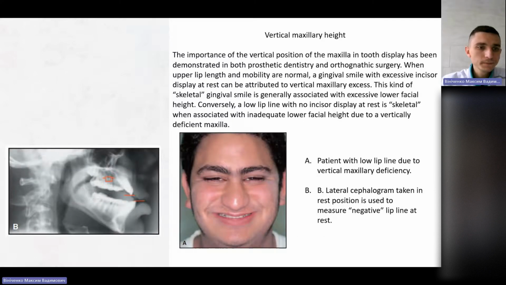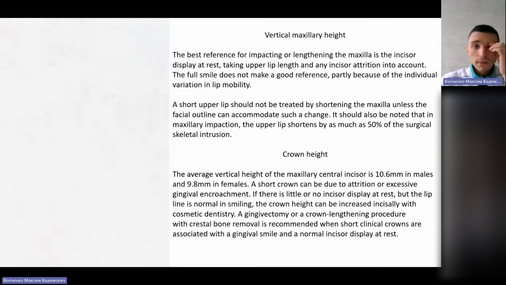Vertical maxillary height. The best reference for impacting or lengthening the maxilla is the incisor display at rest, taking upper lip length and any incisor attrition into account. The full smile does not make a good reference, partly because of the individual variation in lip mobility. A short upper lip should not be treated by shortening the maxilla unless the facial outline can accommodate such a change. It should also be noted that in maxillary impaction, the upper lip shortens by as much as 50% of the surgical skeletal intrusion.